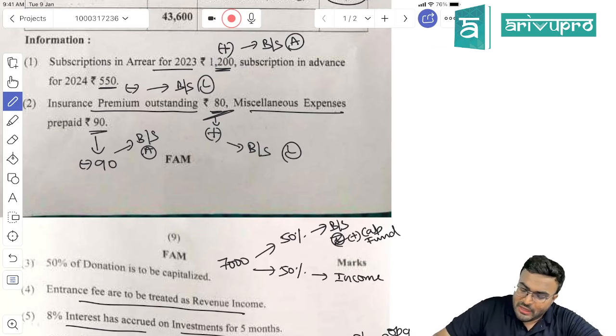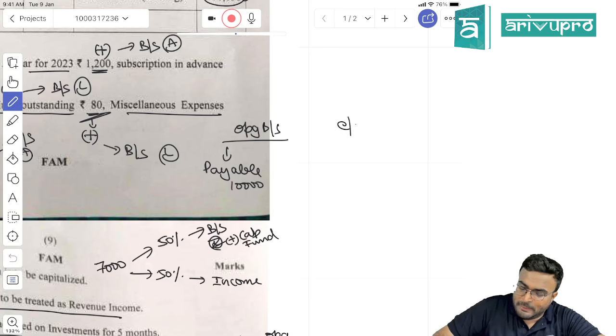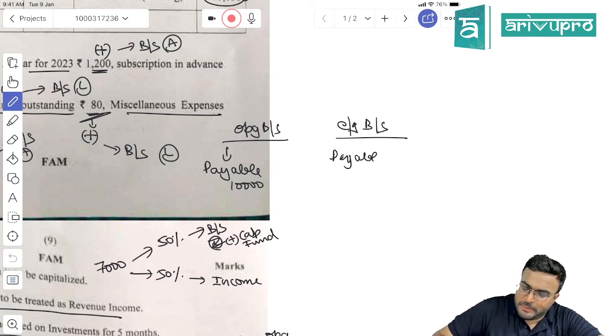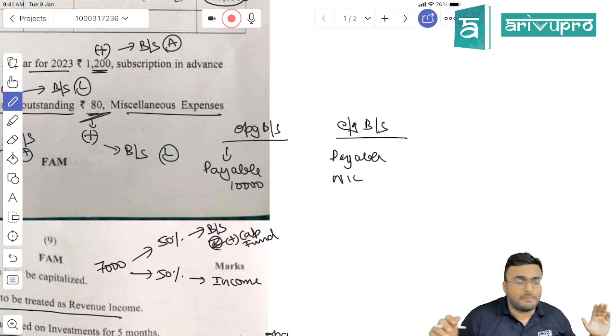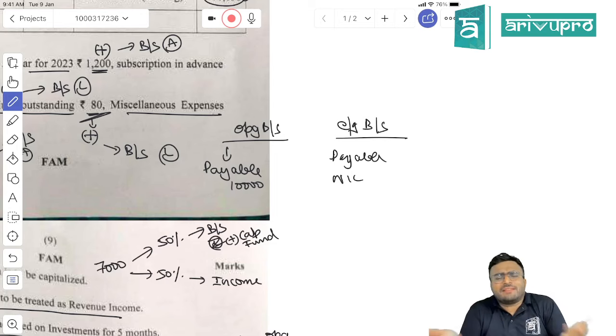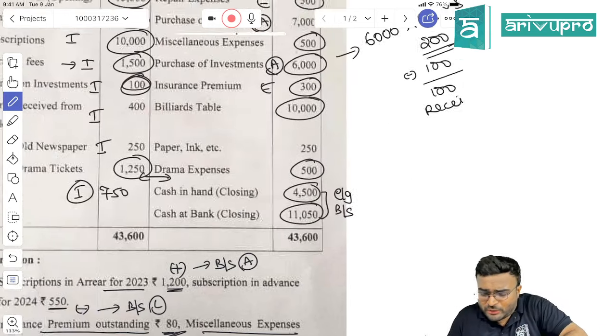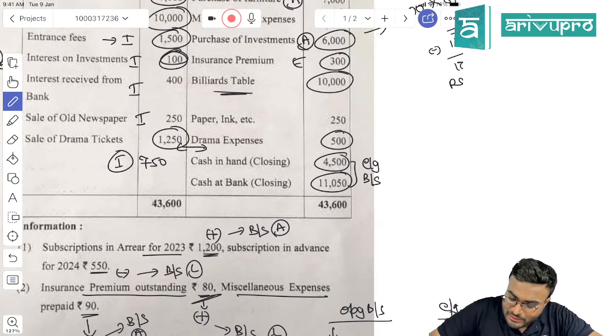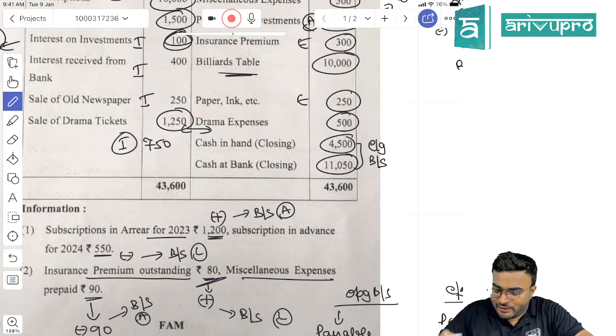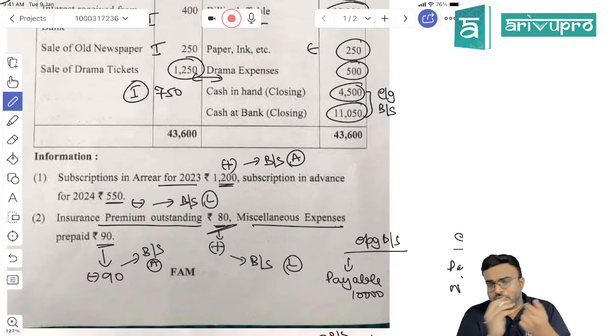So now what happens? In the opening balance sheet, you will have payable 10,000 for billiards table. But in the closing balance sheet, this payable will not be there. This payable will be nil. Last year 10,000 was owed, so it will be there in the opening balance sheet. But when we prepare the closing balance sheet, there is nothing because 10,000 is paid over here. You can see on the payment side, billiards table 10,000. Okay, paper, ink, this will be an expense. Then the rest of the things we have already discussed. Drama expense will be adjusted.